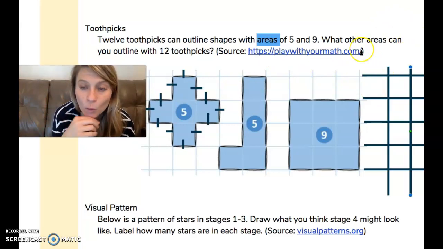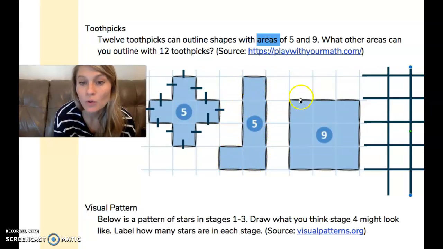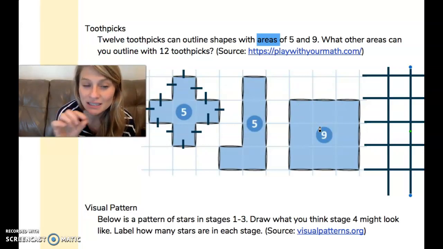What it's saying is, what other areas can you outline with 12 toothpicks? Well, they did this one. They did an area of 5. They lined up 12. Do you see how there's 12? 1, 2, 3, 4, 5, 6, 7, 8, 9, 10, 11, 12. They got 9 this time. Can you see a different way to make 12 toothpicks to get a different area and try it?